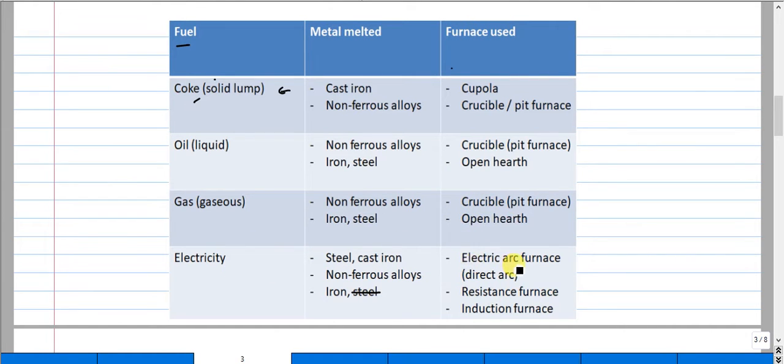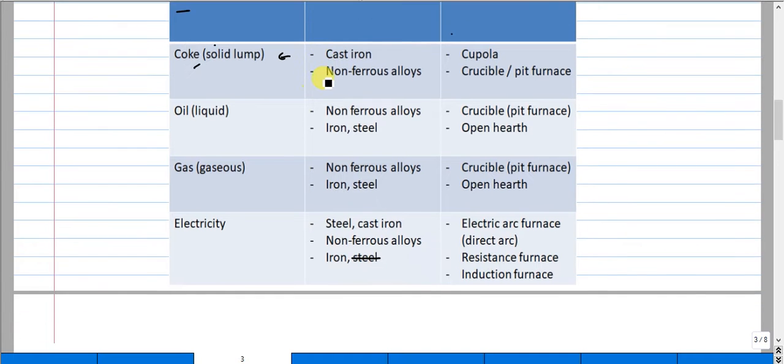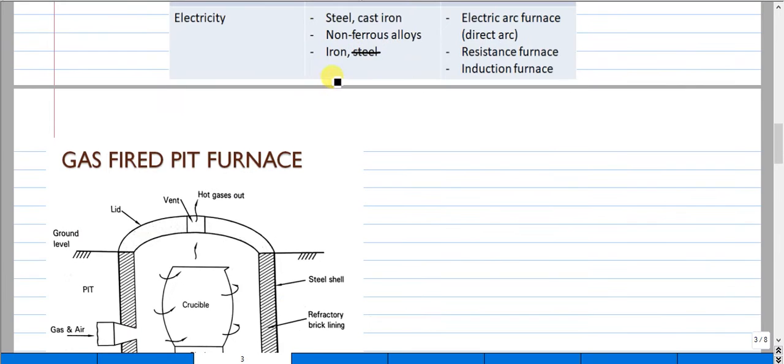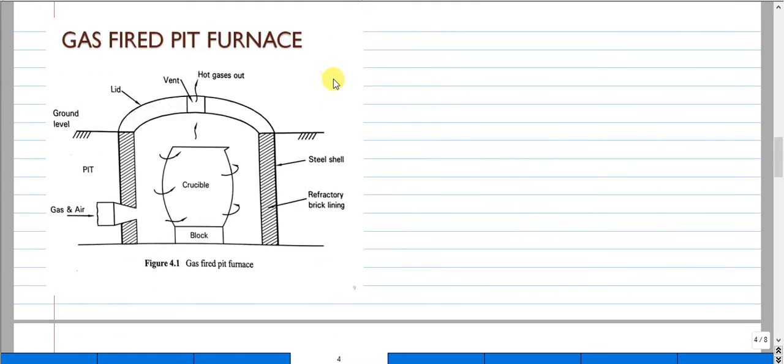Power, that is electric arc, resistance, induction. So this is also a classification of furnace. So you cannot use electricity for a cupola furnace. Cupola, the raw material will be cast iron and the source of heat will be the coke. Okay, classification. Next we shall move on to the first variation, that is gas fired.